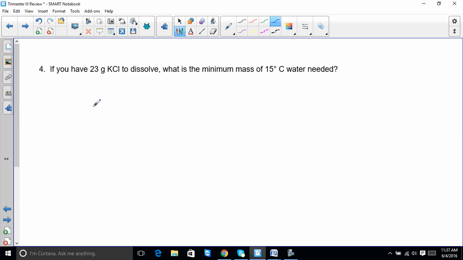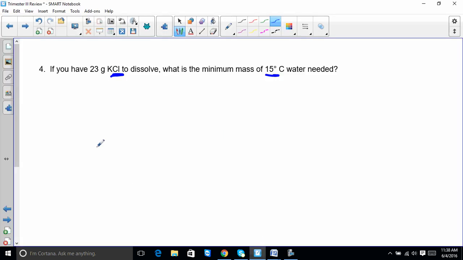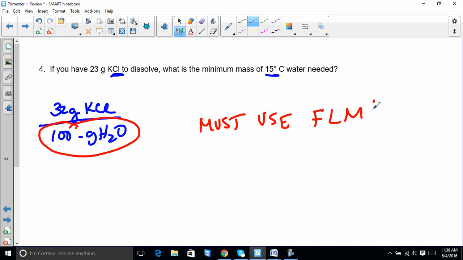Okay, again, very first thing you do is you look at KCl 15 and you read the graph. KCl is this one right here, 15, way down here, and I see 32. Actually, when I just did it, I saw 31, but my key says 32, so I'm going to do 32 grams of KCl per 100 grams of water. And now, after you read the graph, we look for a water match, and it doesn't say 100 grams of water anywhere. This is not there. You must use the factor label method.